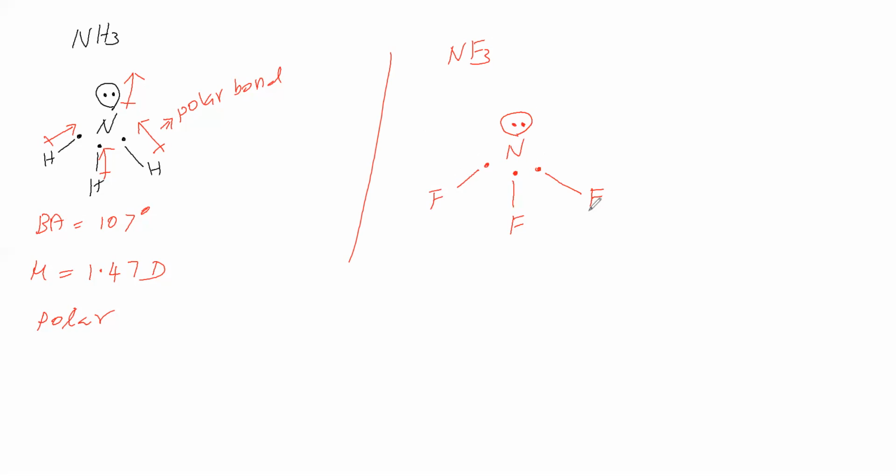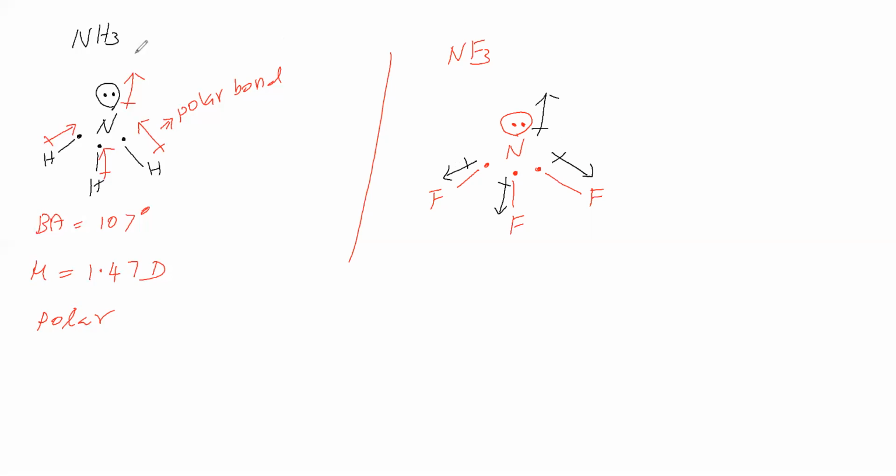Fluorine electronegativity is 4, nitrogen electronegativity is 3. Therefore, the dipole moment will be like this. So the dipole moment like this is there. Okay. This lone pair is having dipole moment like this.